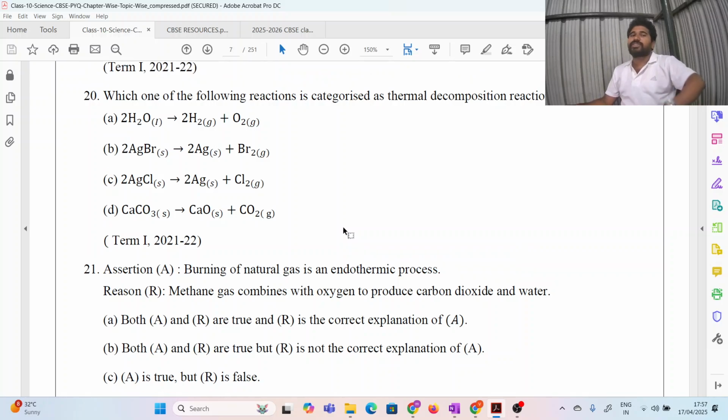Thermal decomposition. I'll ask quickly. AgBr and AgCl are both called photolytic, they are not thermal. Correct? First one. So obviously CaCO3. Yes or no? If you heat CaCO3, we discussed this also. If you heat it, you will get quicklime. What is the name of CaCO3?